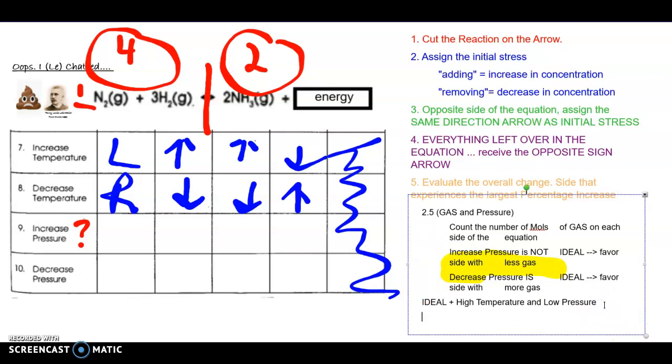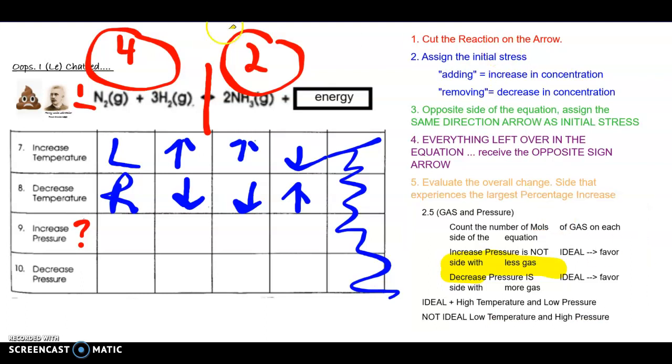If it is not ideal, that would be a low temperature and high pressure environment. I'm not interested in temperature. We don't handle temperature shifts this way. We don't count the number of gas particles. So I'm not interested in temperature. Goodbye, temp. I am interested in this component. Ideal is low pressure. Not ideal is high pressure. So I'm increasing the pressure. The pressure is getting higher.